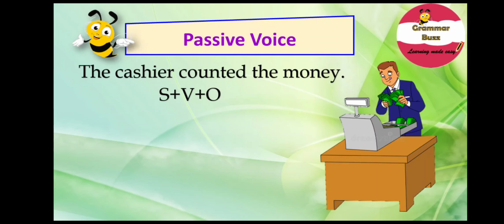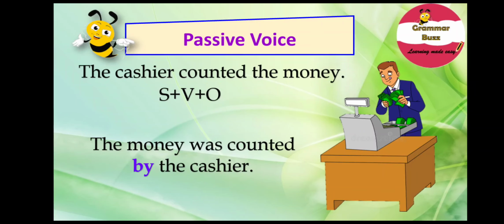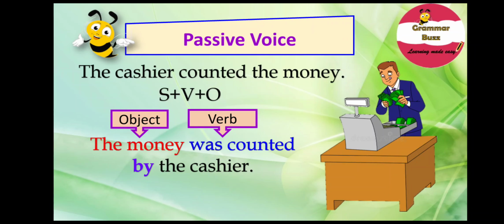Now let us try to convert the same sentence into passive voice. And we have, the money was counted by the cashier. In the passive sentence, we already know that the object takes the place of the subject. So the money will replace the cashier. After the object, we have the verb. Hence, we have was counted.